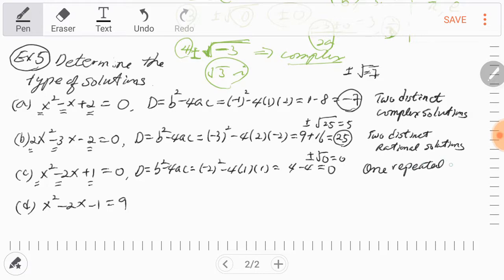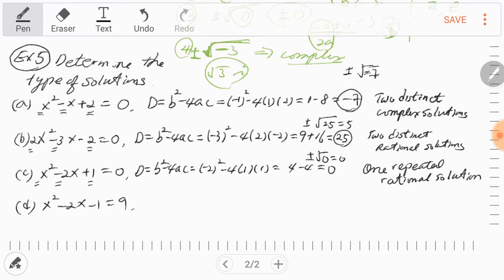Repeated twice, so one repeated solution. What kind of solution? Of course, a rational solution, because the square root is gone. There's no square root, so that is a rational solution. Okay, how about the next one?